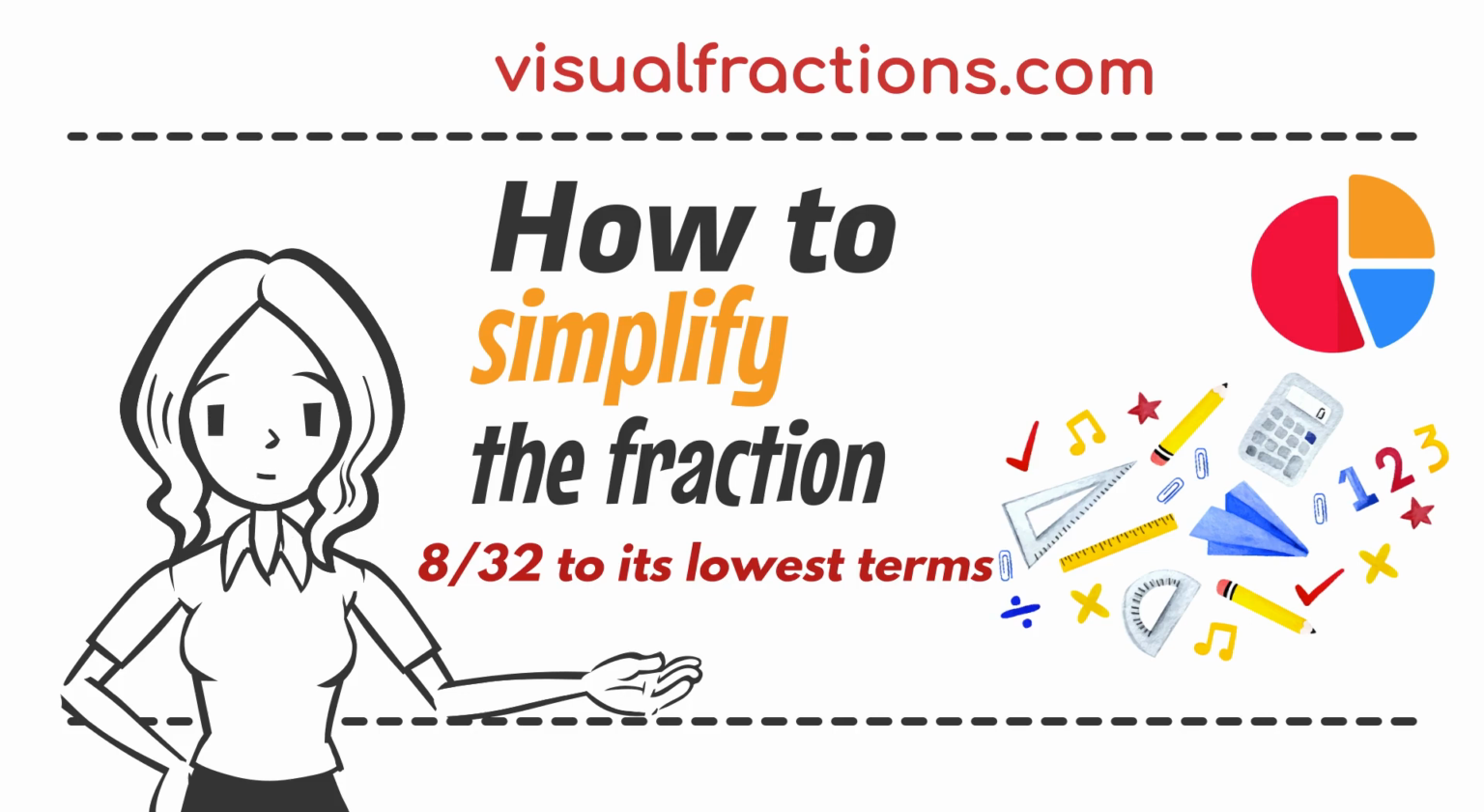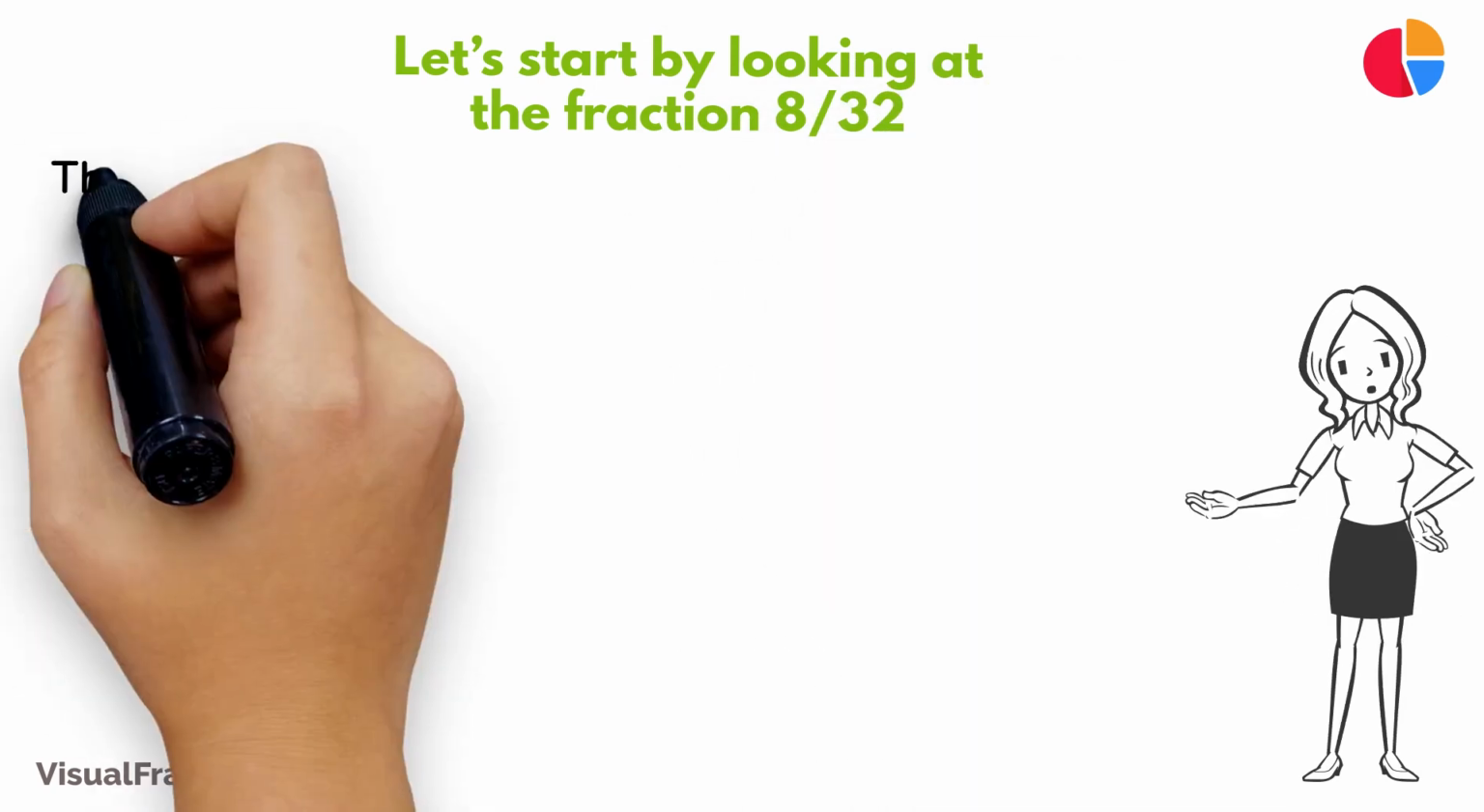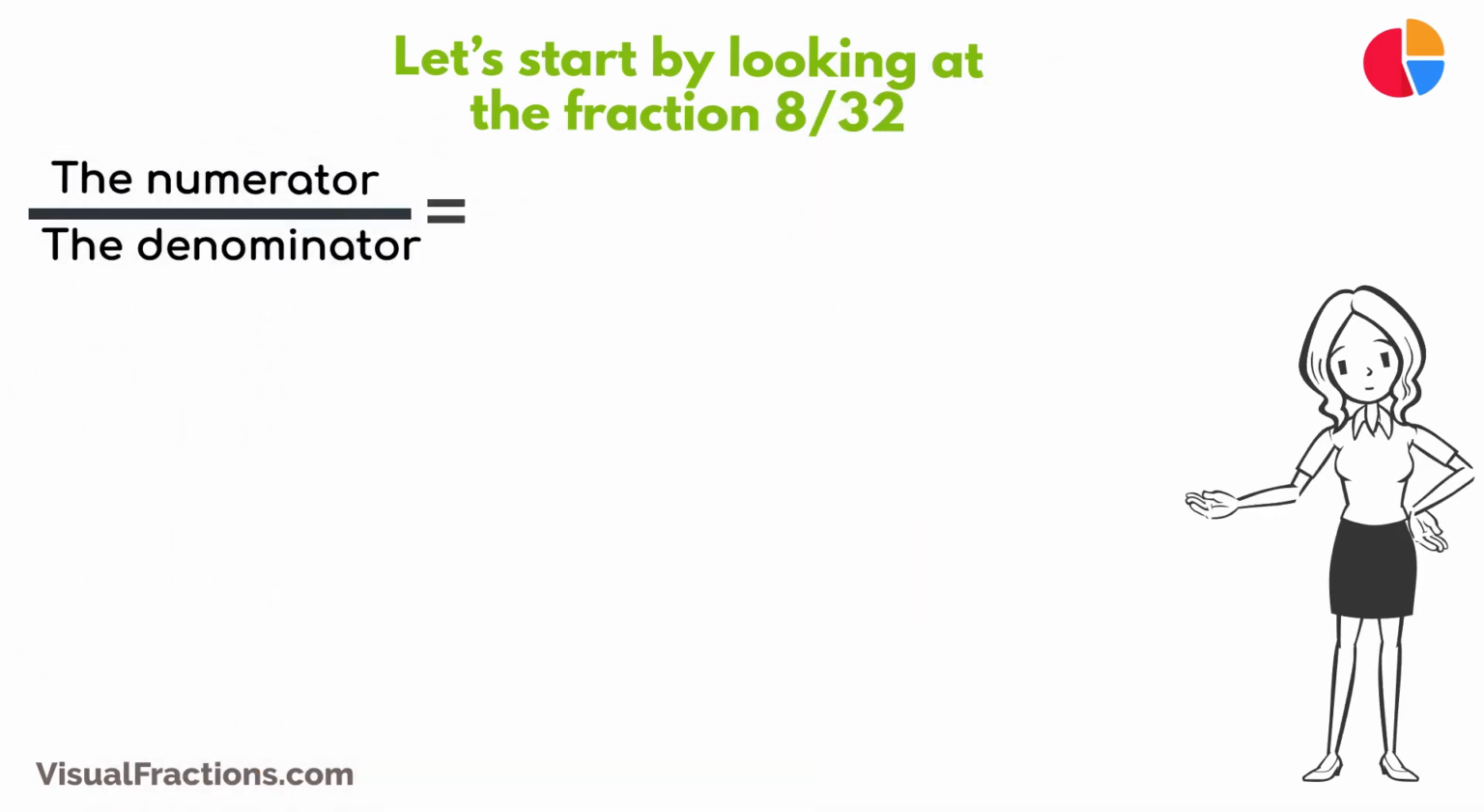Today, we're going to explore how to simplify the fraction 8/32 to its lowest terms. Let's look at the fraction 8/32. To simplify it, we'll divide both the numerator and the denominator by their greatest common factor.